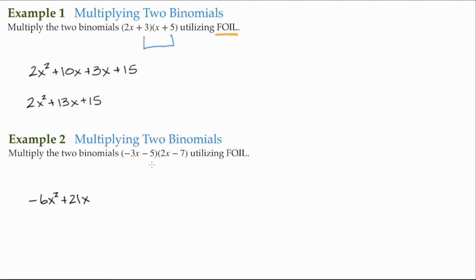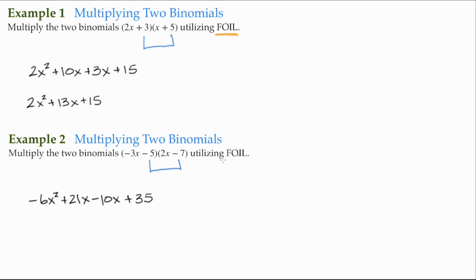I, the inner, negative 5 times 2x, that's negative 10x. And then L, that stands for last, that's negative 5 times negative 7. That's positive 35. So all FOIL really does is make sure that each term of one binomial is multiplied to each term of the other.